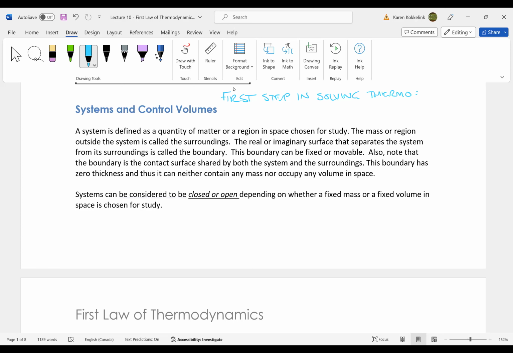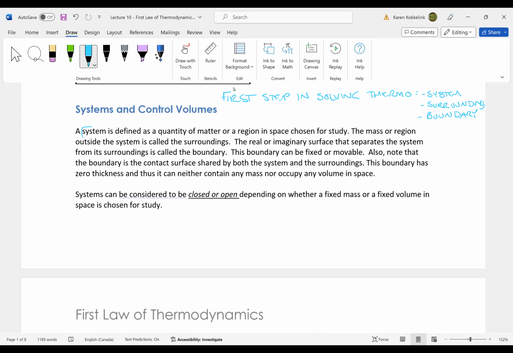You have to define the boundary. System, surroundings, and boundary. Always. System, surroundings, and boundaries.